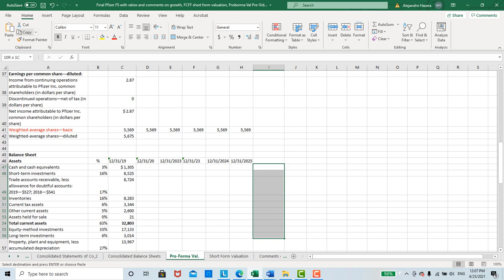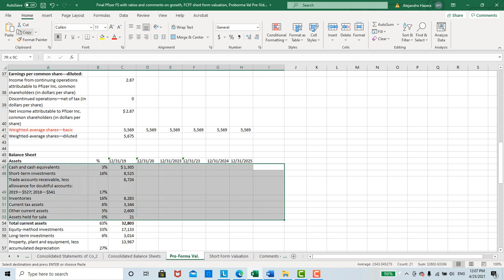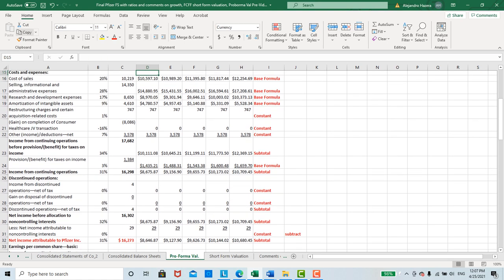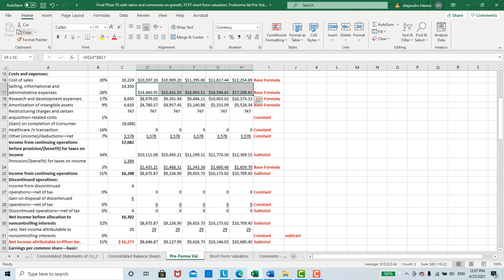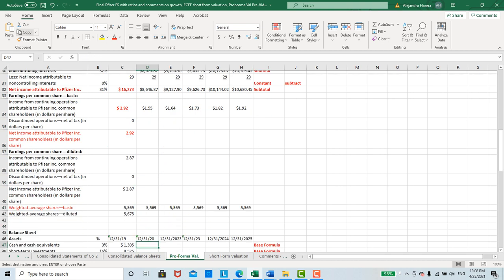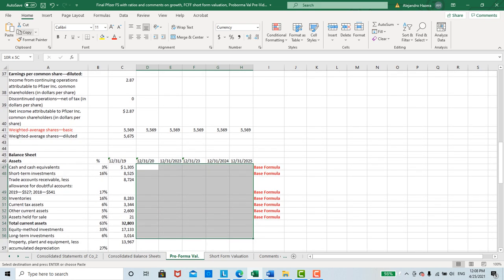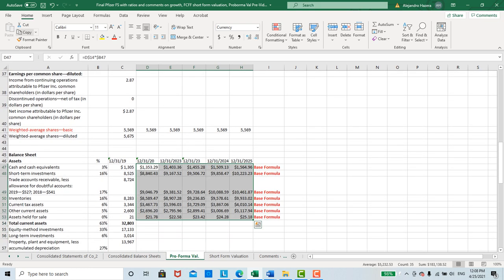So for all these current assets here, we're going to use the base formula. What's great about the base formula is all you've got to do is take any line item, it could be any one of those four right there, any line item which you've calculated with the base formula, and you can just copy it down to another item for which you want to use the base formula, which you're basically calculating as a percentage of sales.